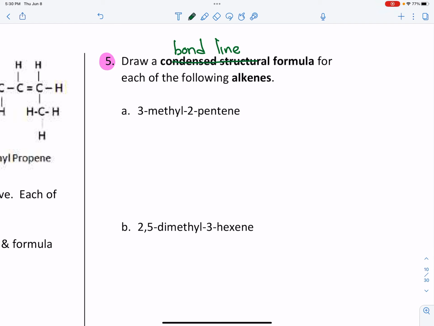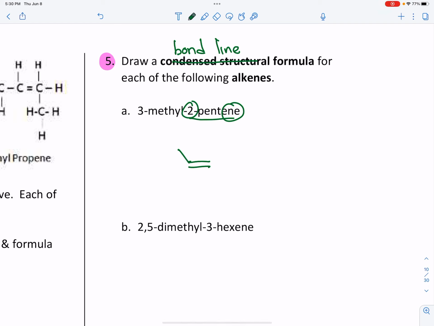So for part A, we see 2-pentene. It has 5 carbons, pentene, in the parent chain. The ene is telling me there's a double bond, and the 2 is telling me it's the second bond in that 5-carbon chain. So when I draw them, I always draw the double bond first. So there's my double bond. Then I say to myself, it has to be the second bond in a 5-carbon chain.